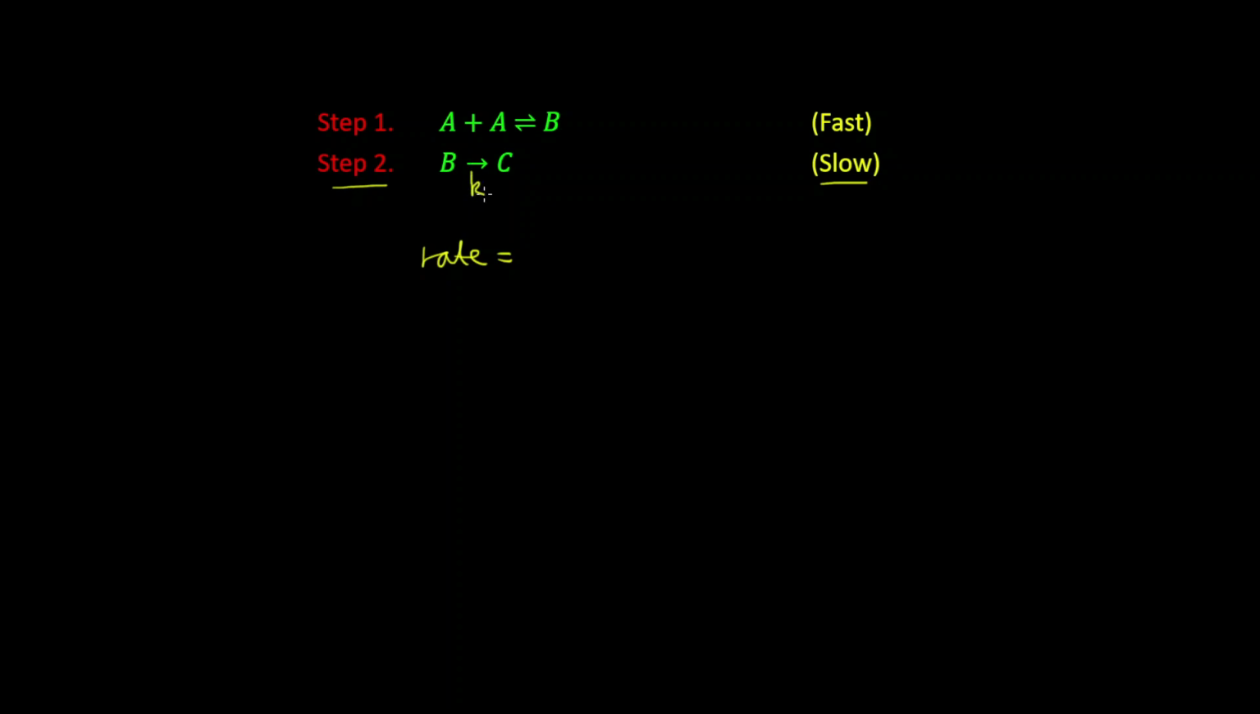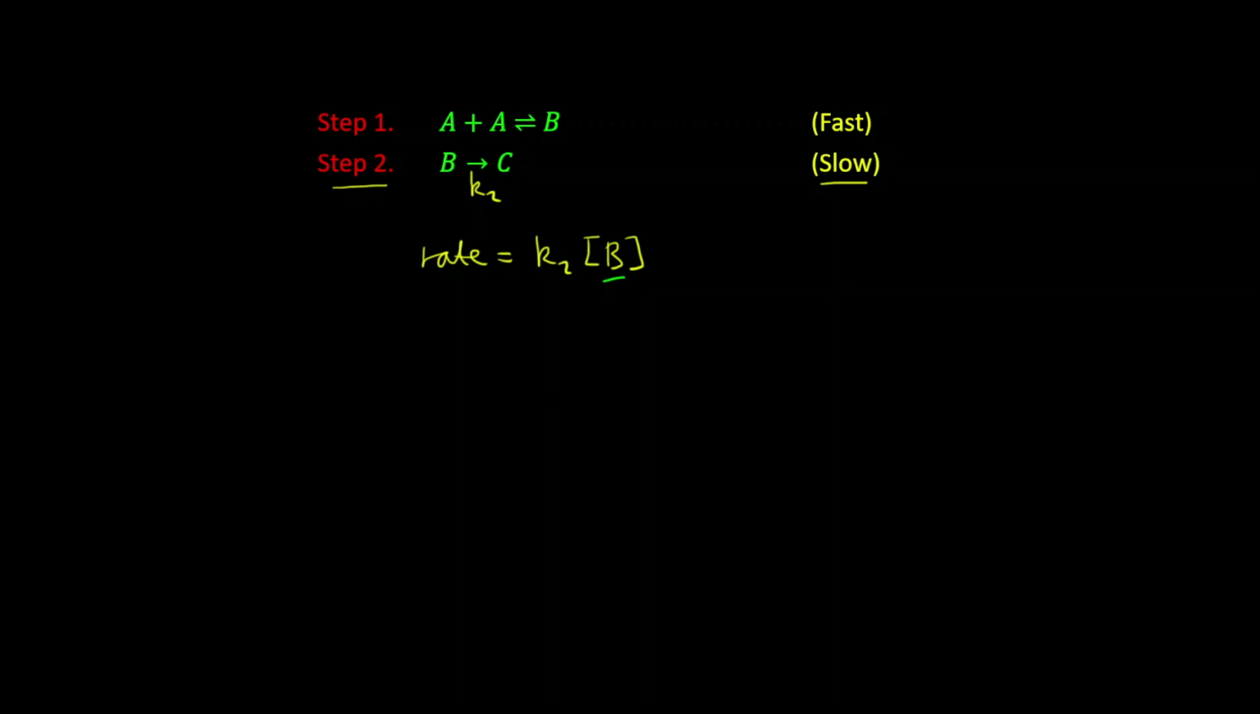So this would have a rate constant K2 multiplied by the concentration of B. And given that B is an intermediate, this is not our final rate law. So in this case we need to use an approximation to replace the concentration of the intermediate B.